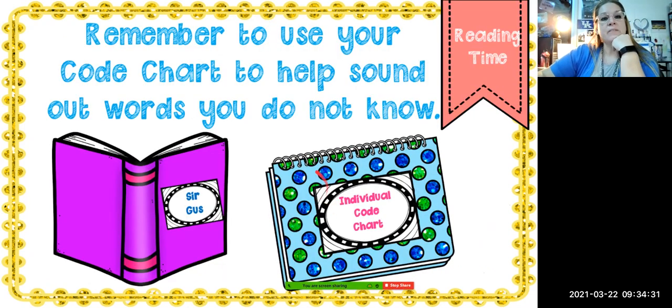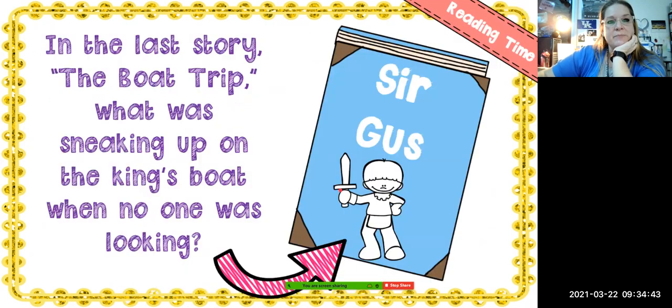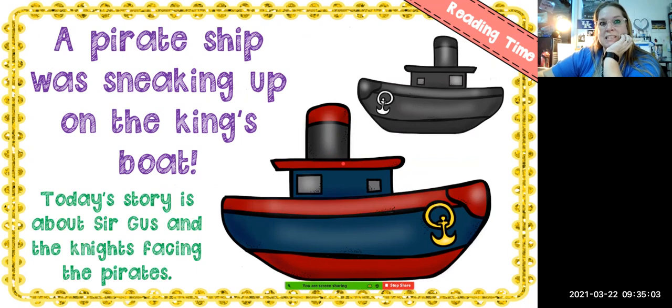All right, so remember that if you have trouble sounding out a word, stretching out a word, you can look up our code chart to help you figure those out, okay? All right. So in our last story before spring break, we read The Boat Trip. What was sneaking up on the king's boat when no one was looking? Do you guys remember what was sneaking up on the boat? A pirate ship was sneaking up on the king's boat. So today's story is about Sir Gus and the knights facing the pirates.